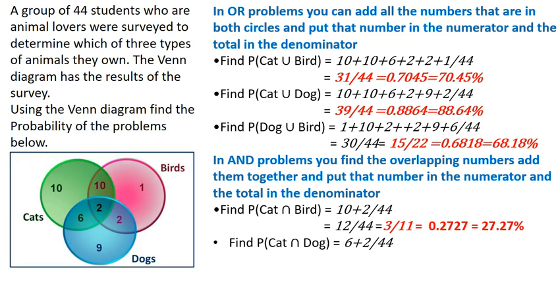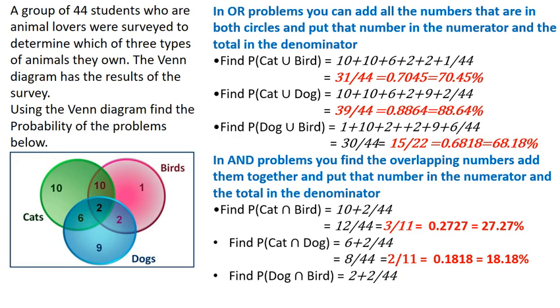Then we've got cats and dogs. So here we go. Cats and dogs, the overlap there is this 6 and 2. So we add the 6 and 2, that's 8. 8 over 44 reduces to be 2 over 11, which is 18.18%. Last one, dogs and birds. So we're talking about dogs here and birds there. So there's our 2 plus 2, that's 4. 4 over 44 is 1 over 11, which is 9.09%.